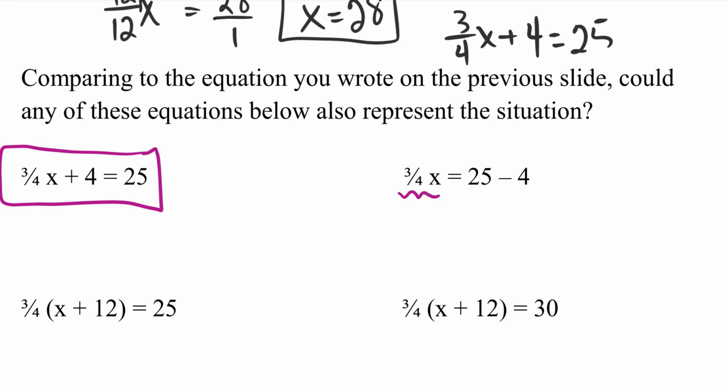3/4 of the students in Miss Brunson's class equals 25 minus 4. Well, what would happen if I took 4 away from this side and I took 4 away from this side? That would be 0, and I would have 3/4 X is equal to 25 minus 4. So that one works too. All they did was take 4 away from each side.